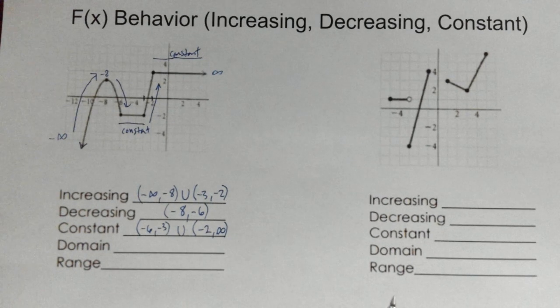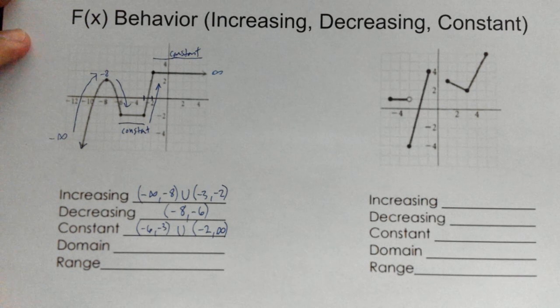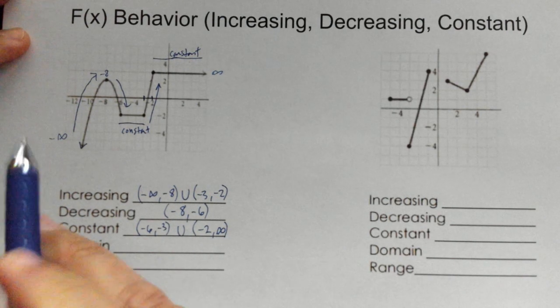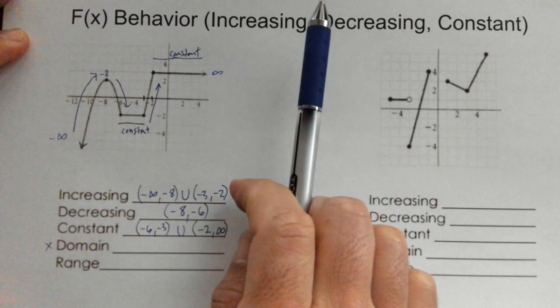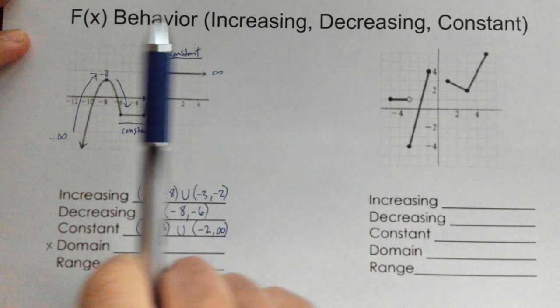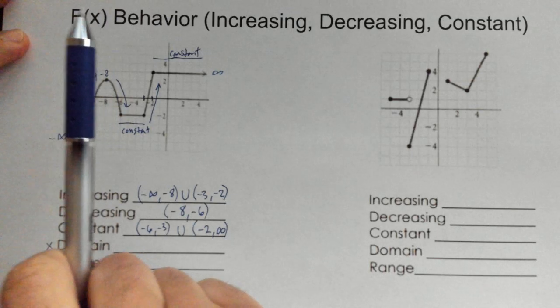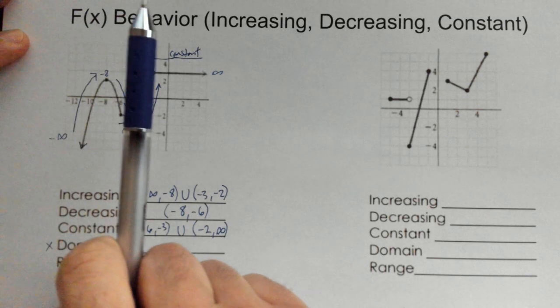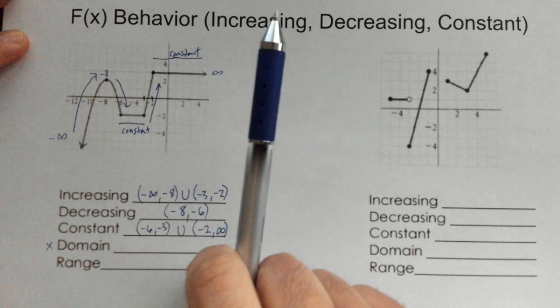That's pretty much it. We can talk about the domain and range as well. The domain, if we're looking at the x values, we're going from left to right. The smallest x value will be here on the left. There's an arrow, which means it's going to go from negative infinity all the way to the right, which is positive infinity.